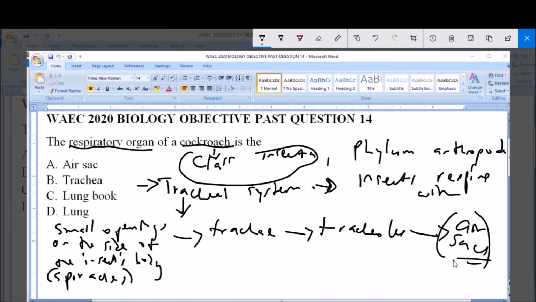So as you have rightly seen, the final respiratory organ or respiratory structure in most insects, especially cockroaches, is the air sacs. So option A, which is air sac, is the correct answer to this question.